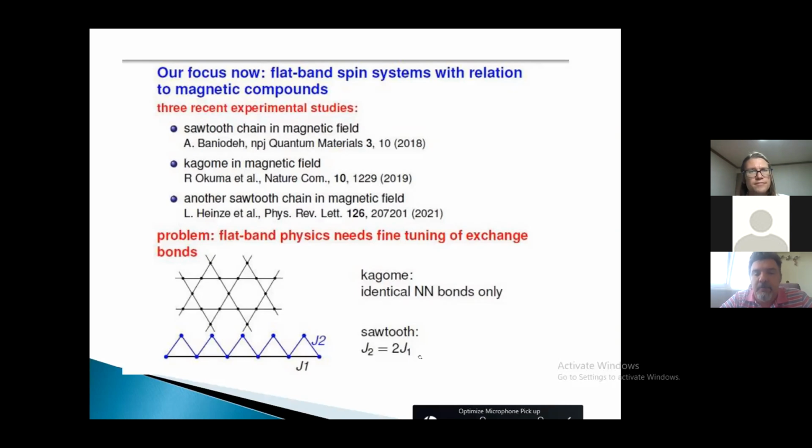This strict constraint makes experimental observation of flat band physics an issue. Even if you look into the recent paper where some magnetic measurements have been done for materials which are well described by a model known to have a flat band, no signature of the flat band has been observed, because we cannot tune the exchange interaction.